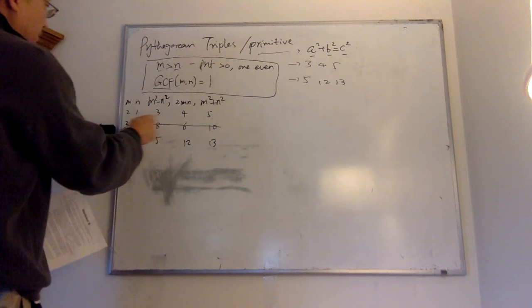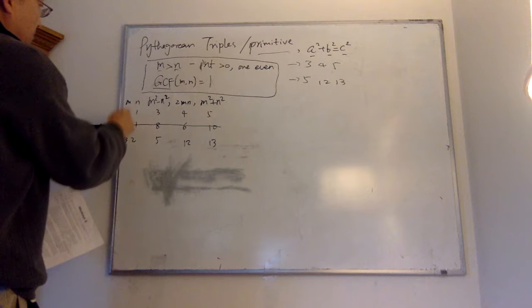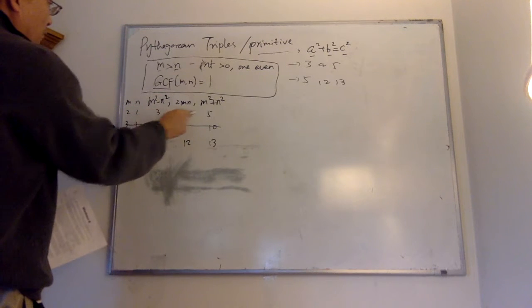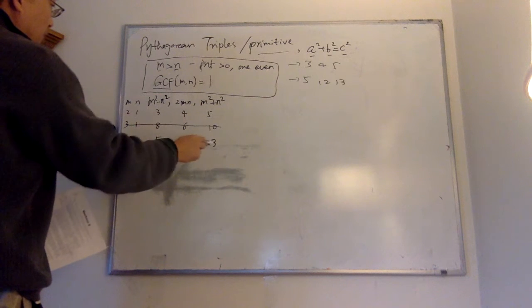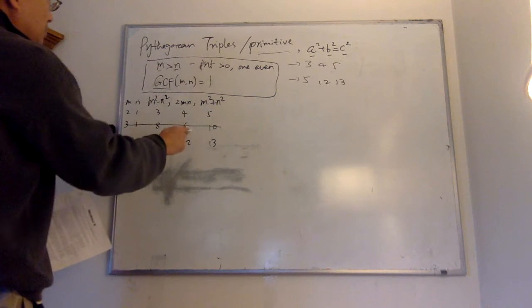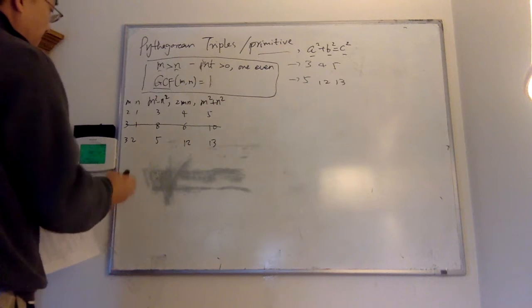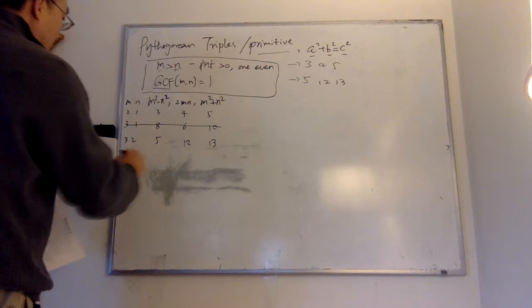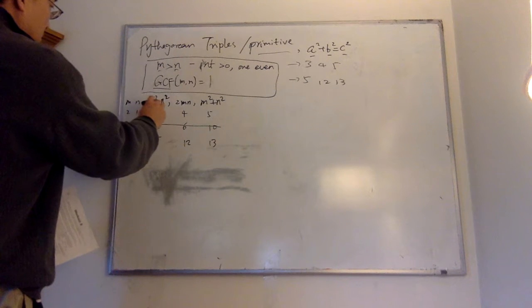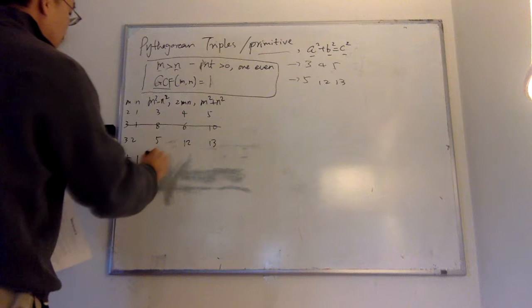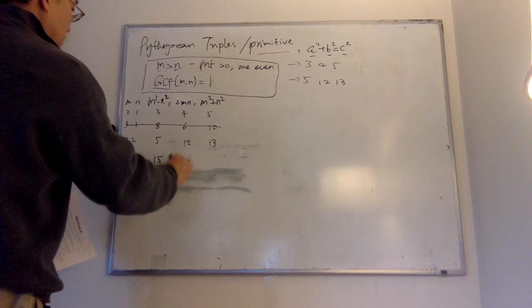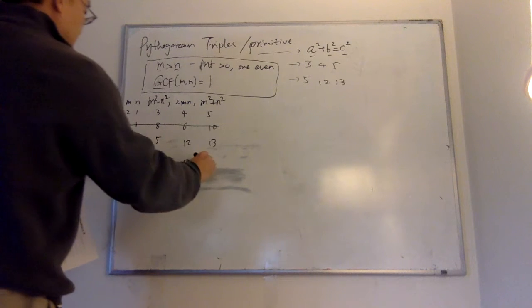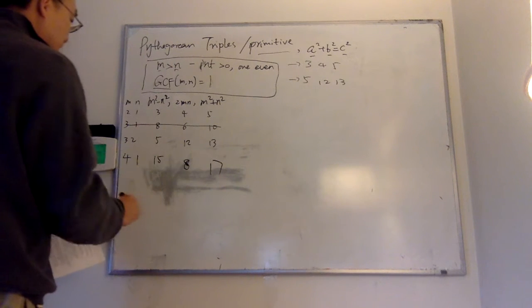For example, m and n equal to 2 and 1 gives 3, 4, 5, and 3 and 2 gives 5, 12, and 13. 3 and 1 cannot be used because one of them must be even. And for 4 and 1, you get 15, 8, and 17. So this is another set.